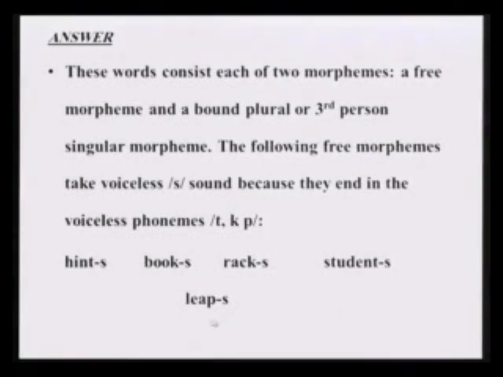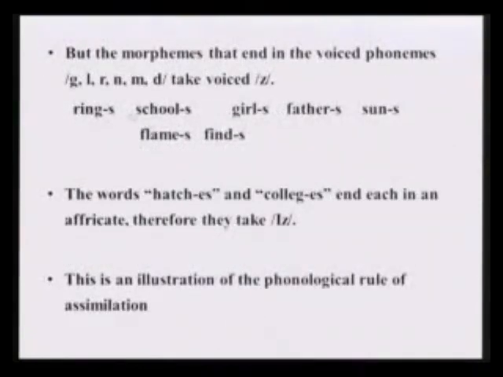كل اللي قبليهم voiceless plosives. أما دول they are all voiced sounds تاخد ز. الأفريكا تش وج ياخدوا iz. This is supposed to be smaller than that. This is an illustration of the phonological rule of assimilation.